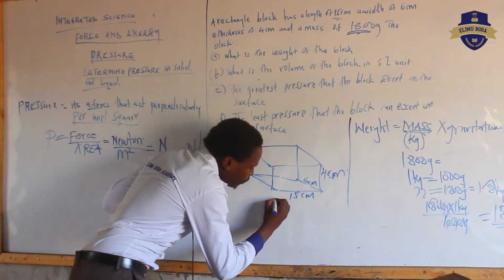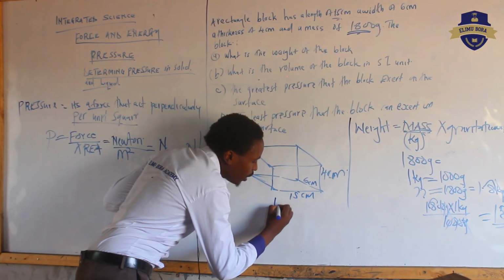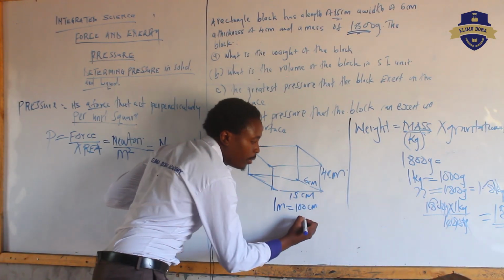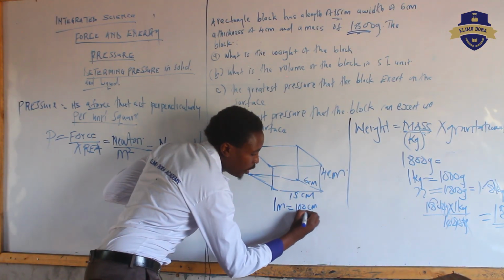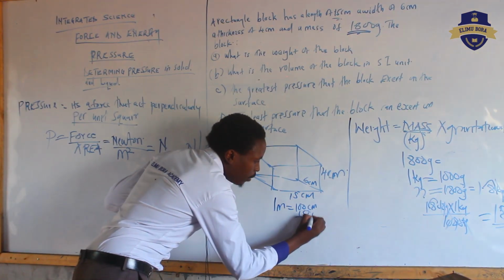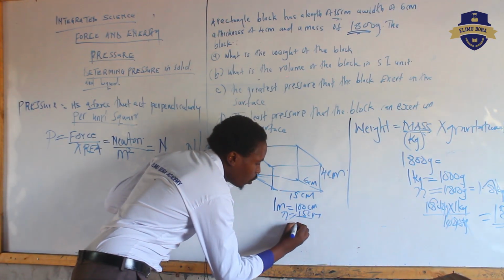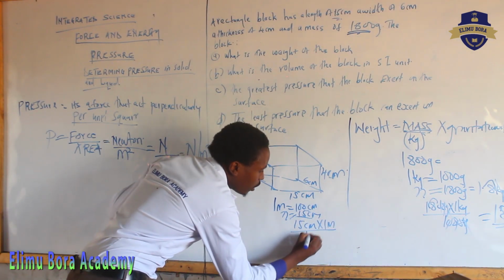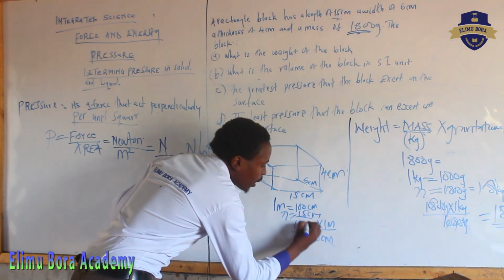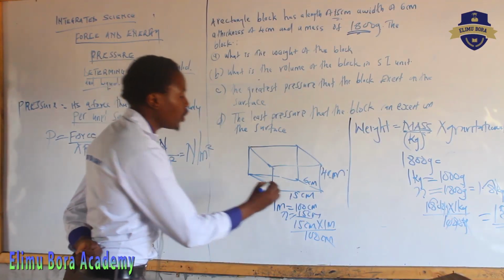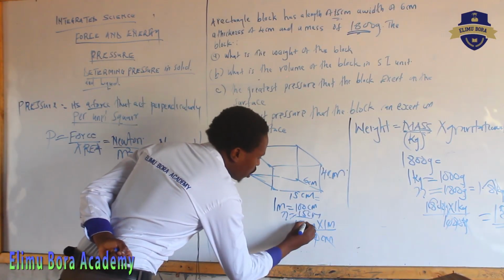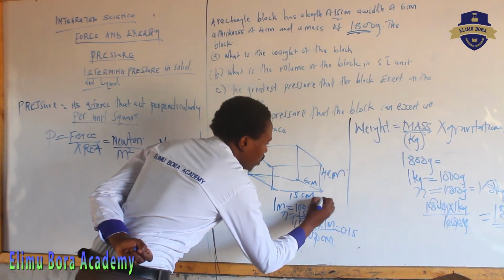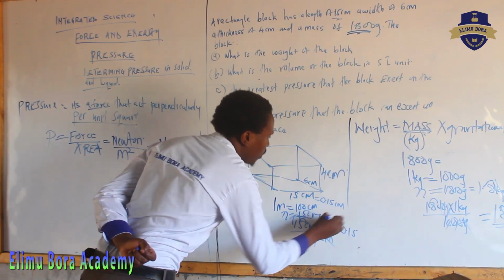We know very well 1 meter is equivalent to what? To 100 centimeters. So what about 15 centimeters? We take 15 centimeters, we multiply by 1 meter, we divide by 100 centimeters. Centimeters cancel the centimeters, which is going to give us 2 decimal places, 0.15.